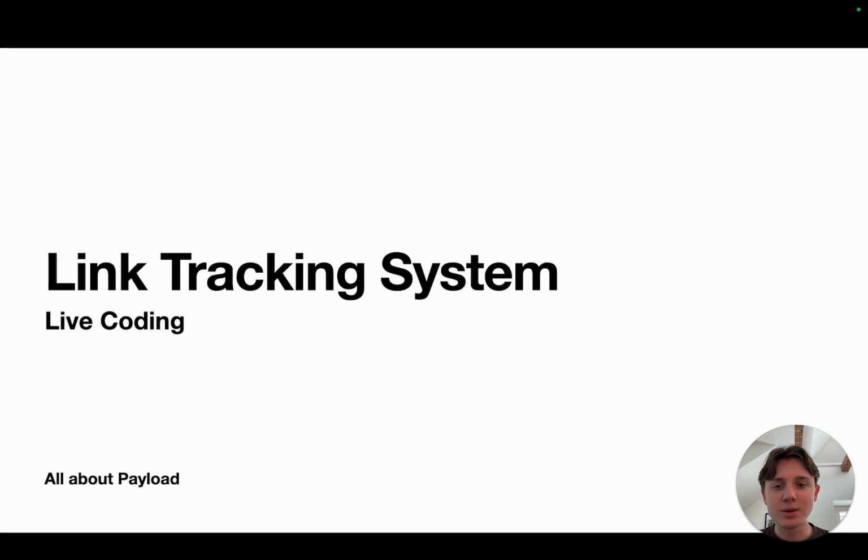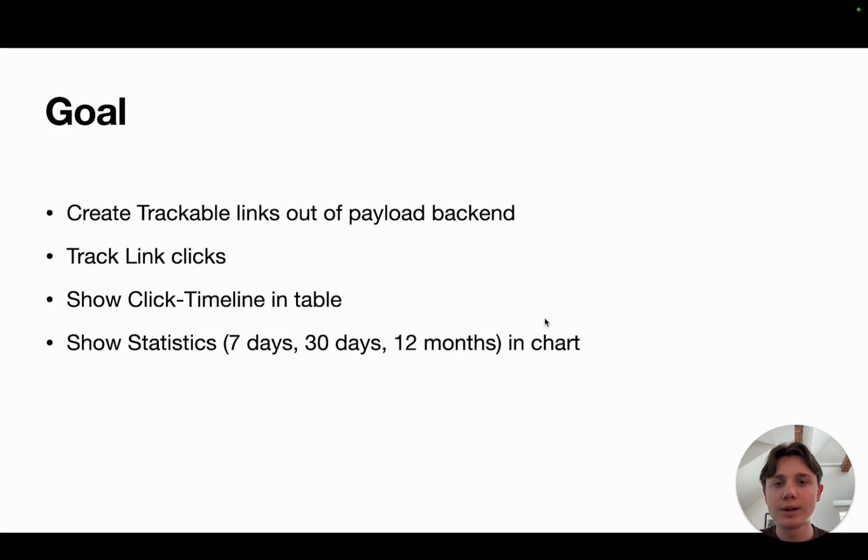So let's get started. I have a small plan laid out for today. Basically we want to create trackable links out of our Payload backend. We want to track the link clicks so that we get statistics. We want to show those clicks in a timeline, probably in a table within our Payload backend. And we also want to show these statistics, for example, last 7 days, last 30 days, or last 12 months in a chart.